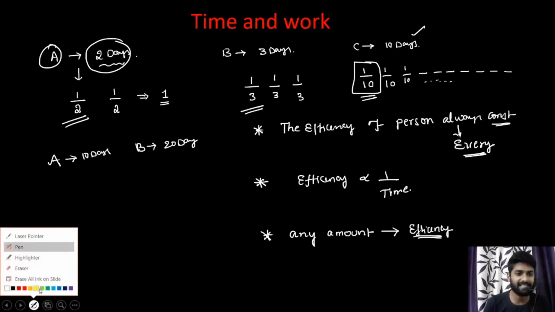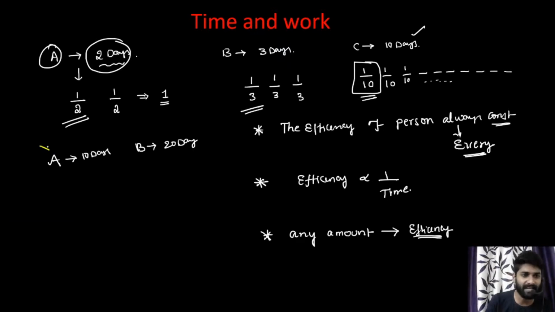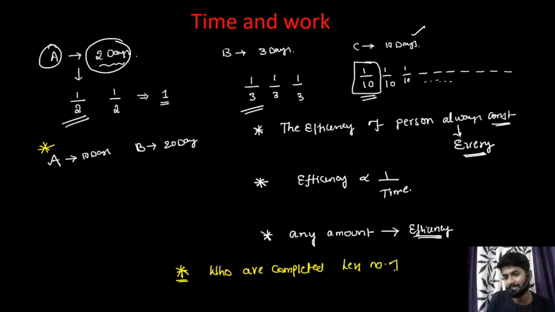I can say, guys, the most efficient person in this work is A. Why? Because the one who completes the work in fewer days is indicated as the most efficient person. Clear? How do we decide the most efficient person? The person who completes the work in fewer days is the most efficient person.